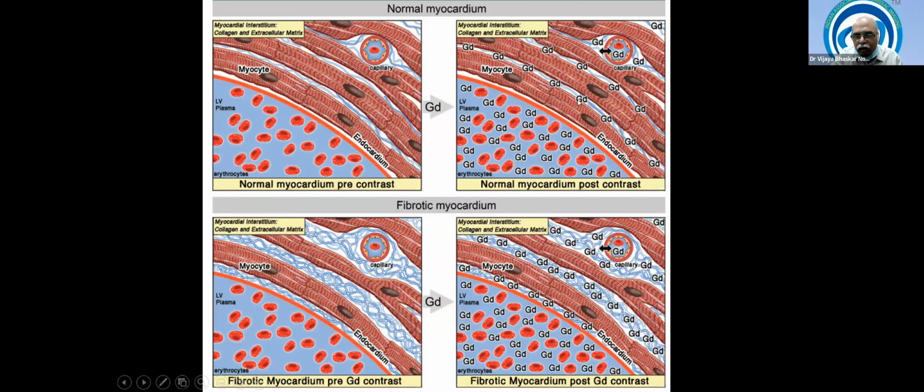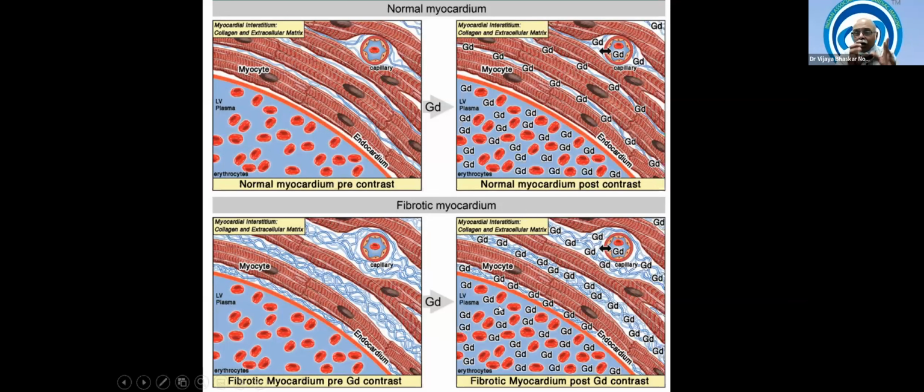Gadolinium also is going into the interstitial space. Gadolinium is distributed in the blood pool and in the interstitial space predominantly. Now, if you see here, fibrotic myocardium, there is widening of the interstitial space, not much loss of the myocytes. With widening of the interstitial space, gadolinium will go and accumulate. In the post-contrast study, gadolinium accumulates there. Now, in the blood pool, gadolinium accumulates in the blood, not in the RBC.